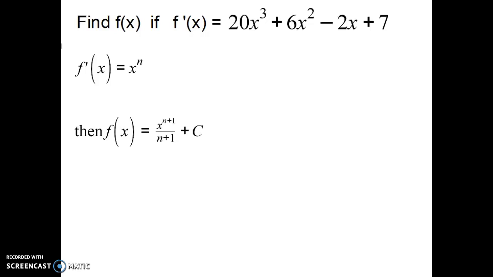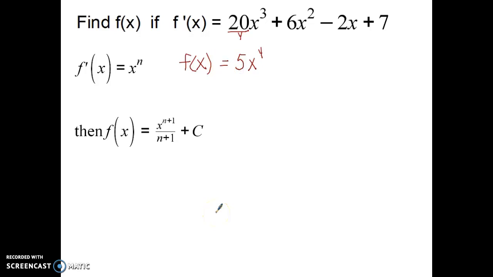So this was the original that was shown. If I want to go back and find my original f of x function, I'm going to start with my first term, the x cubed. The first thing I need to do, according to the format, since I have x to the third power, is add 1 onto that so it becomes x to the fourth. The next thing I need to do is take the coefficient, which is 20, and divide it by that new exponent of 4. That means my new coefficient will be a positive 5.